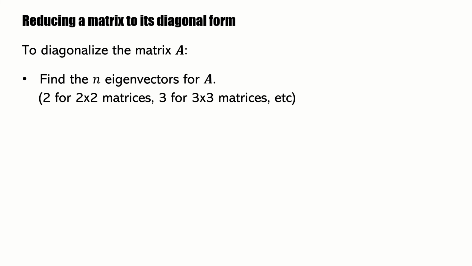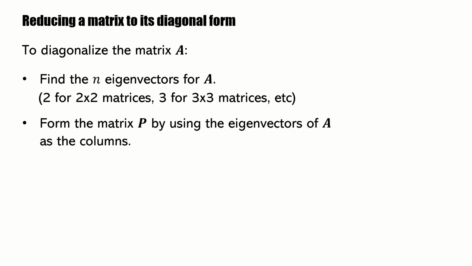You are then going to take those eigenvectors and you're going to use them as columns to form a new matrix, which I'm going to call P. That's not the official name for it, but just for the sake of these notes, that's how I'm going to refer to it.